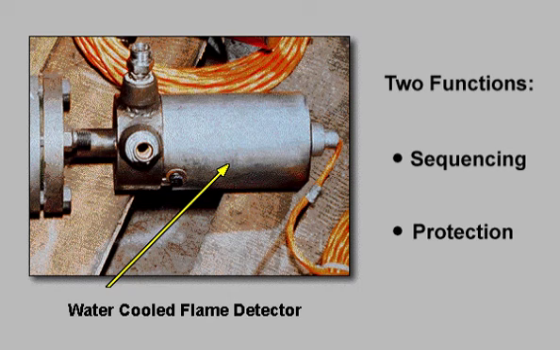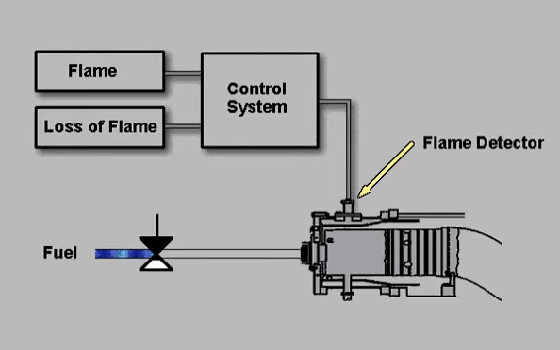The flame detectors perform two functions, one in the sequential system and the other in the protective system. During a normal startup, the flame detectors indicate when a flame has been established in the combustion chamber and allow the startup sequence to continue. Should the flame detectors indicate a loss of flame condition while the gas turbine is running, fuel is immediately shut off. This avoids possible accumulation of an explosive mixture in the turbine.